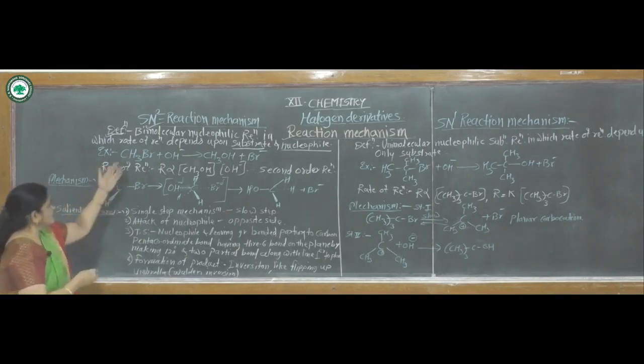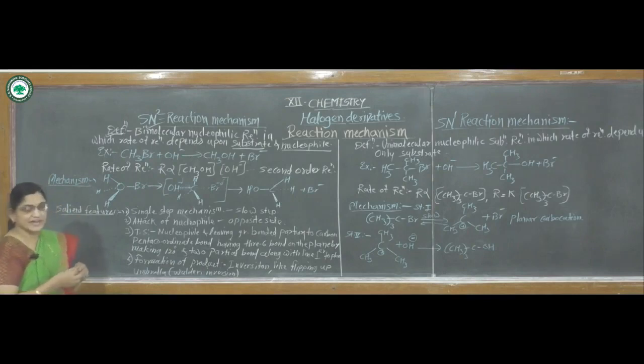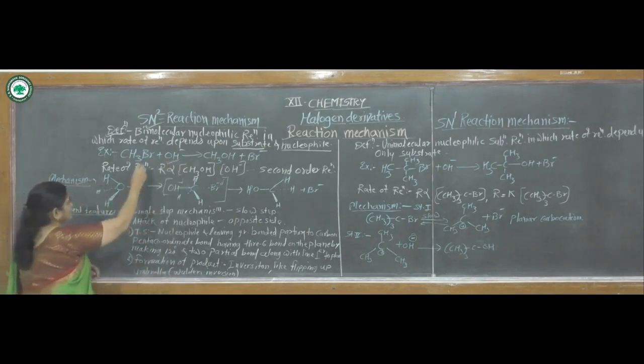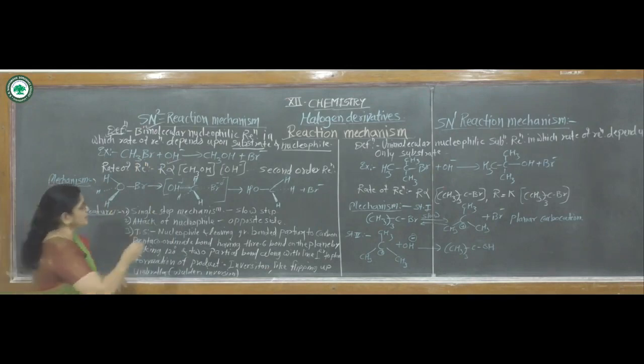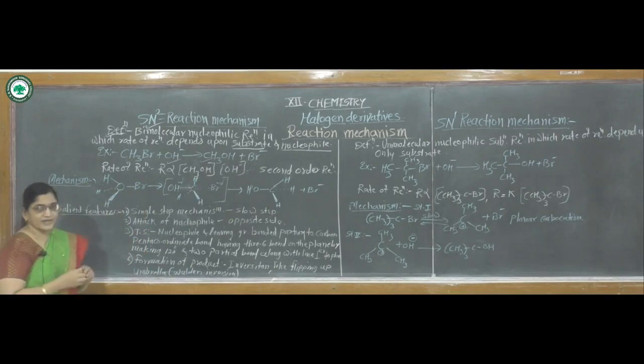For example, suppose methyl bromide reacts with potassium hydroxide or sodium hydroxide. Then the nucleophile gets substituted in place of bromine and it gives which product? Methyl alcohol, that is CH3OH. This is an example of the SN2 reaction mechanism.